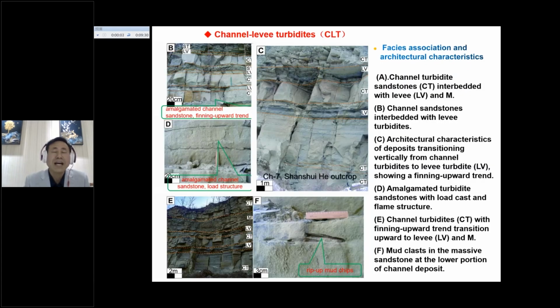The following are characteristics in detail for this channel-levee turbidites, mainly composed of interbedded channel turbidites, sandstone, and silt and mud. For example, B, C, and E show the fining and thinning upward trend, and I can show load structures and mud chips.